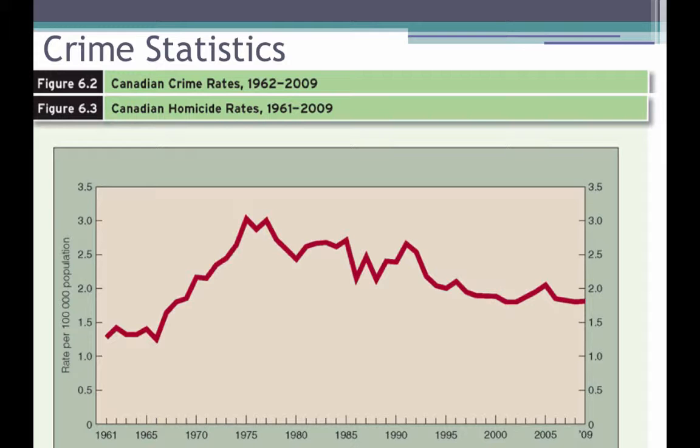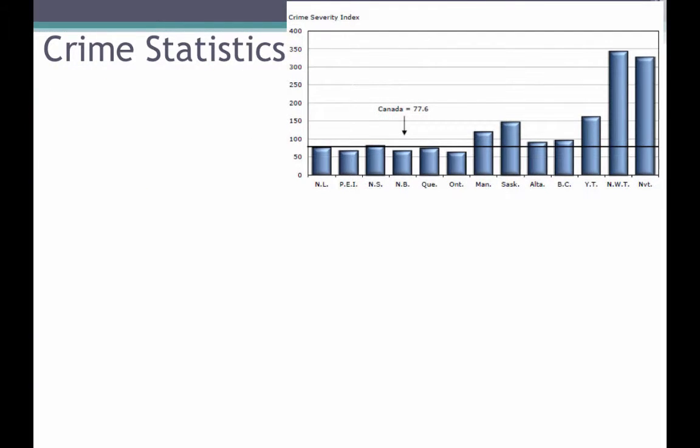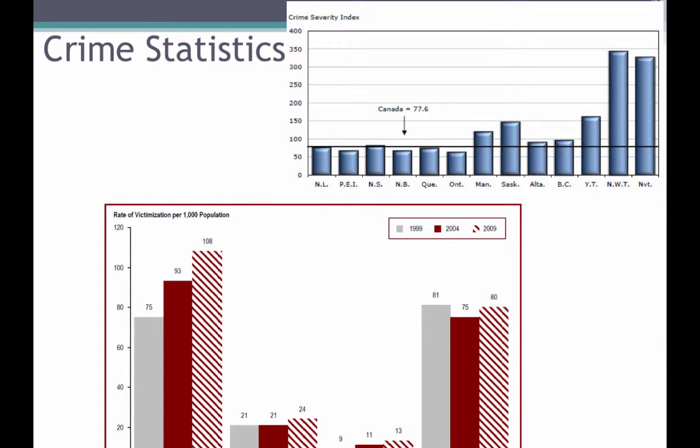Now, the other form of surveying that comes in is victimization surveys. Victimization surveys are anonymous self-reports of criminal behavior, and they have made researchers aware that the incidence of most crimes is substantially higher than reported by the Canadian Uniform Crime Reports. One survey found that less than 42% of victimization reports by respondents had been reported to police. Now, that's a victimization survey right there, in graph form.